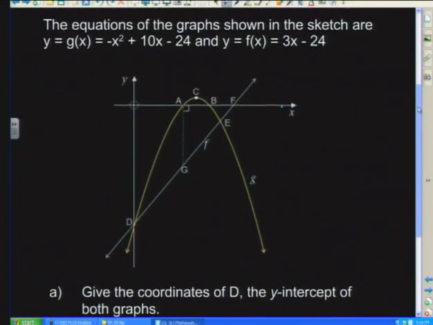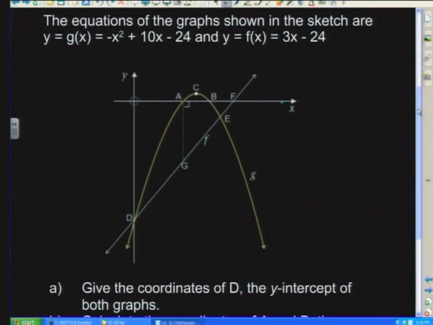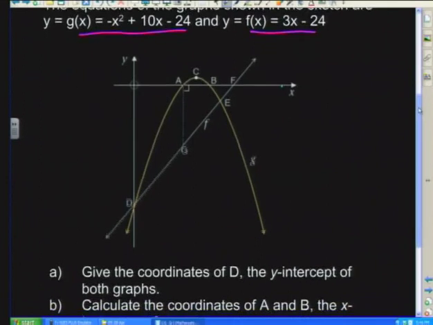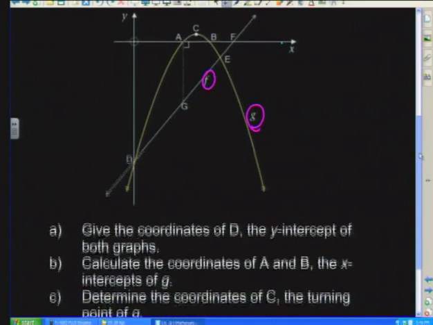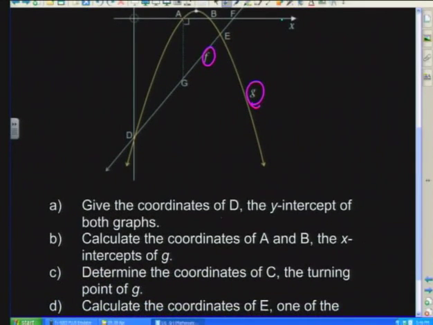Okay, so it says the equations of the graphs shown in the sketch are, and it gives you your parabola, and then it gives you the equation of your straight line. Okay, hopefully you guys can see this diagram nice and clearly on your side. Okay, so we've got g is your parabola, and then we've got f as your straight line. First question says, give the coordinates of D, the y-intercept of both graphs.